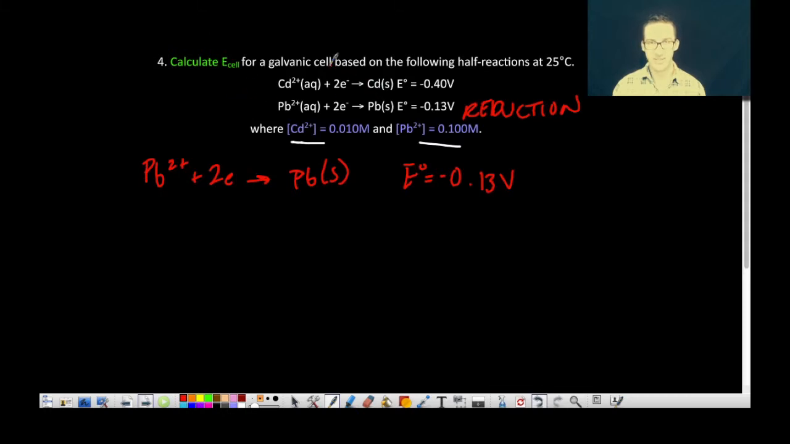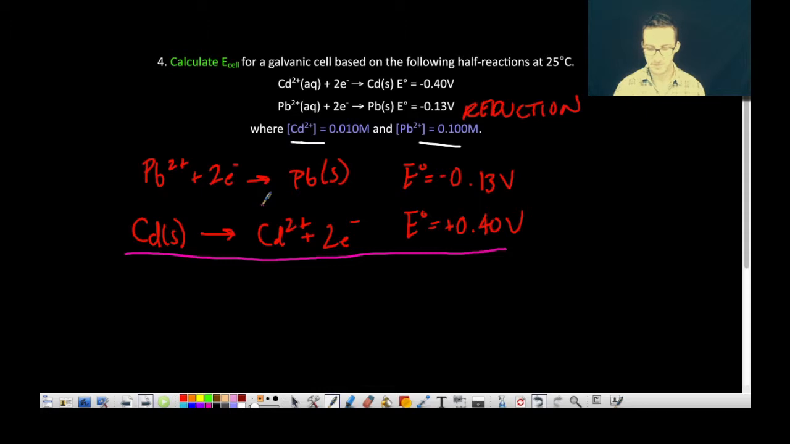Second, we need to reverse that other reaction to get our oxidation half reaction. So we're going to get solid cadmium, losing 2 electrons here. Our reduction potential becomes flipped, so we've got a positive 0.40 volts. We need to make sure that we are gaining as many electrons as we are losing, then combine these reactions.